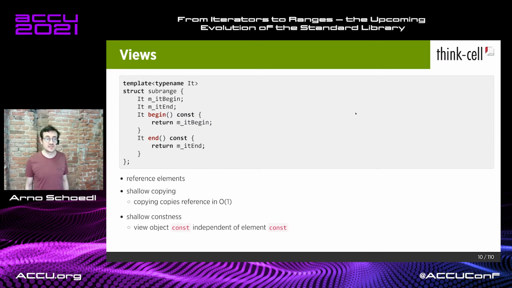It has a begin and an end, and has a member function begin that returns the begin iterator, and end that returns the end iterator. And it references elements. It doesn't contain them. And copying would be shallow. If you copy the view, you just copy the iterators. You don't copy the elements. And it has shallow constness, just like iterators have. So if you have a constant iterator, you can't mutate the element. If you have an iterator, you can mutate the element, but this has nothing to do with the constness of the iterator itself.